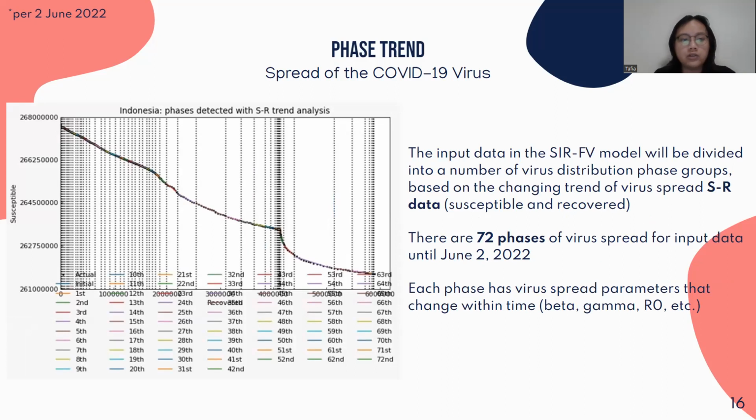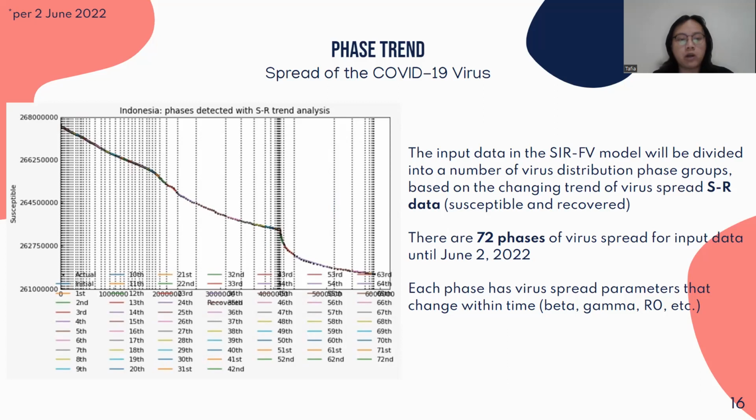The following figure shows the SR trend of COVID-19 in Indonesia until June 2nd, 2022. The SR trend tends to decrease over time, which shows an inverse relationship between the susceptible and recovered compartments in accordance with the theory of the compartment model. Based on the CoVID SR trend, there have been 72 phases plus the initial phase or phase 0 with different durations. Each phase has its own time range and spread parameters, and the shortest phase consists of 7 days, while the longest phase consists of 14 days.